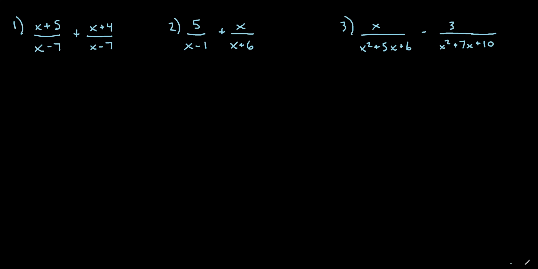In this video, I will explain how to add and subtract rational expressions. So I have three examples for us to work through here. Let's take a look at the first one. We have (x + 5)/(x - 7) + (x + 4)/(x - 7).